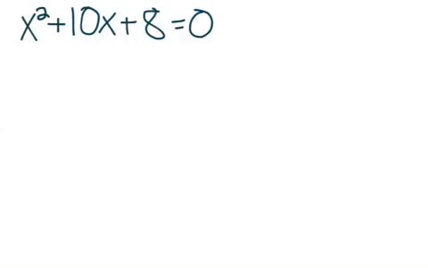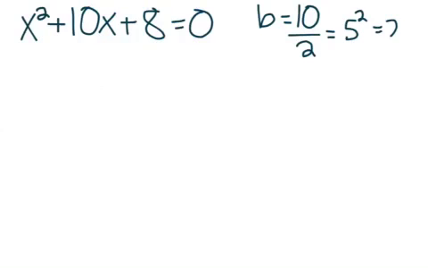So to complete the square, you always first have to identify b. So in this problem, b is 10. And then remember, we always divide it by 2 and then square it. So 10 divided by 2 is 5. And 5 squared is 25. So 25 is like that magic number that'll help us make the perfect square trinomial. So that means we're going to have to add it and subtract it.